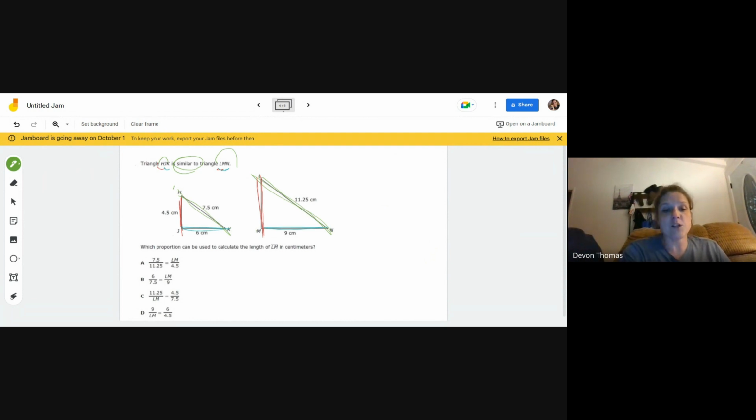Okay. So which proportion could be used to calculate the length of LM in centimeters? So we are looking for LM. And now I can't find LM. That's it. That's it right here. Okay. So we're looking for one of the reds.